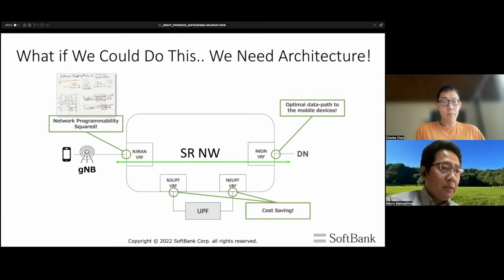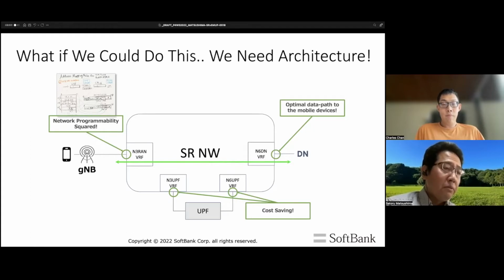Not only for me, but many people imagine, what if we could do this? Like the packet comes into the segment routing network in some buffer for the N6, N3, whatever. Then the packet just goes out to the destination, in case this is the DN. What if we can do this?